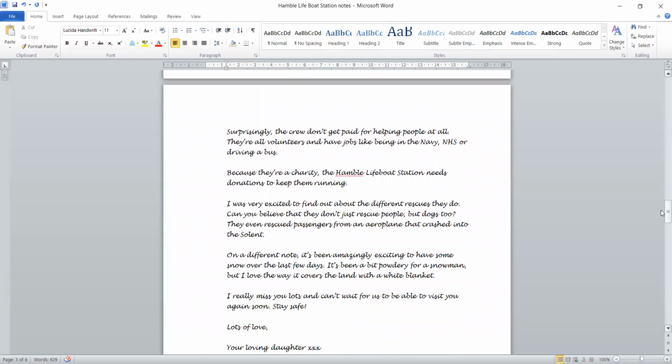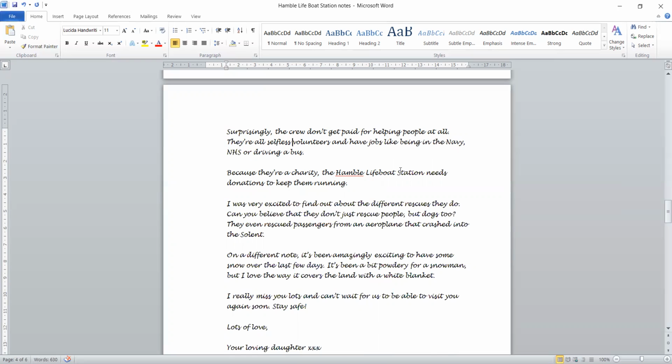Okay, surprisingly is a good adverb, so I have chosen a good adverb. Surprisingly, the crew don't get paid for helping people at all. They are all volunteers and have jobs like being in the Navy, NHS, or driving a bus. I think I can use an adjective to describe the volunteers, and I'm going to describe them as selfless volunteers. So again, I have used an adjective to describe the noun and created an expanded noun phrase.